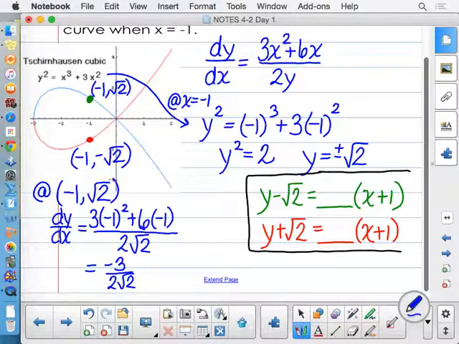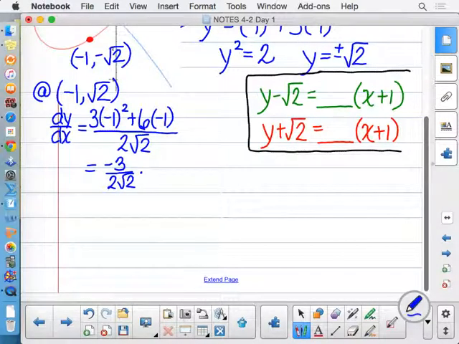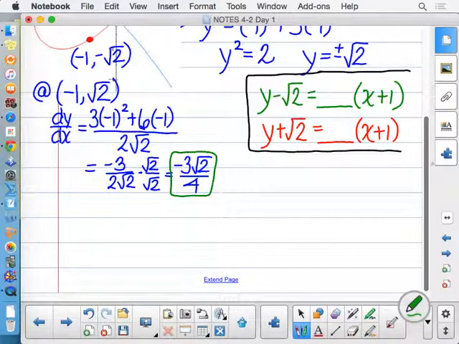We know we can't leave that square root of 2 in the denominator, so we're going to rationalize the expression. -3 square roots of 2 all over 4 is the slope at the ordered pair -1, square root of 2. So I'm going to come back, and it's for the green equation. The green equation slope is -3 square roots of 2 over 4.